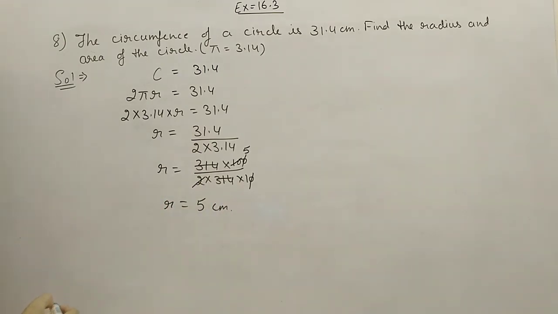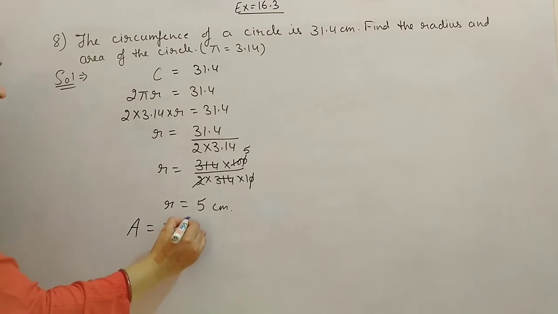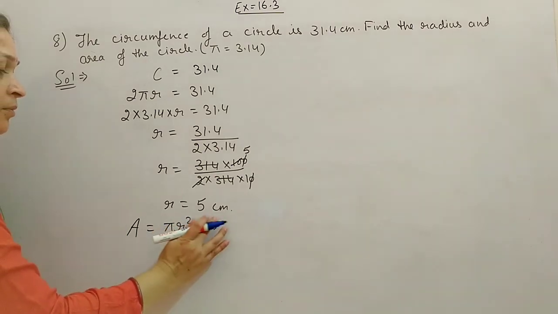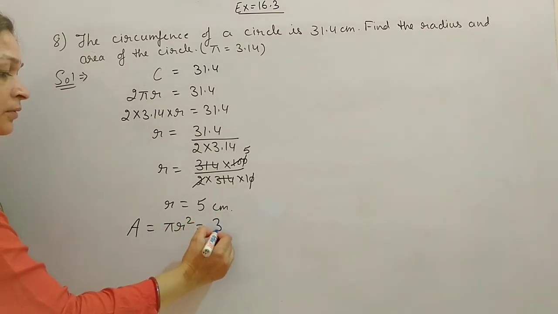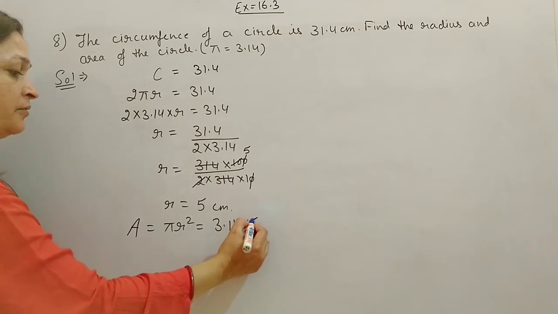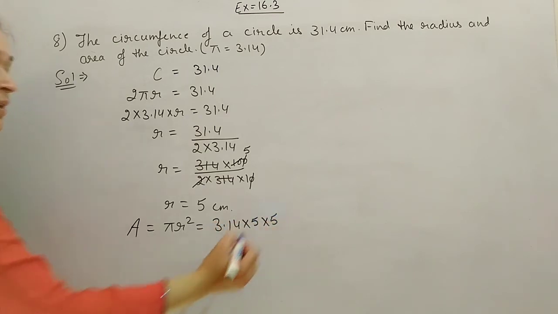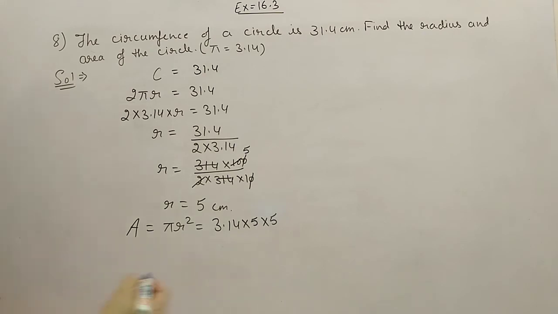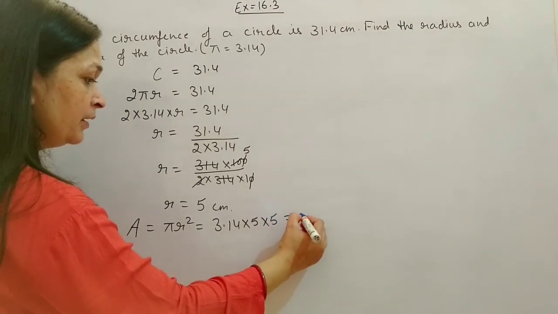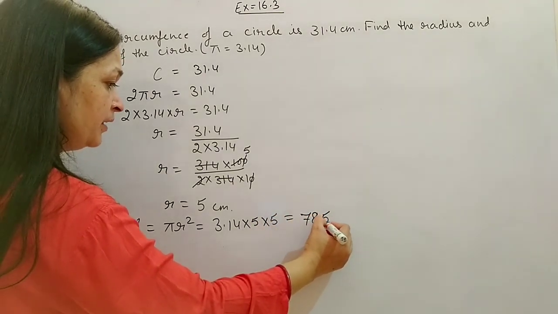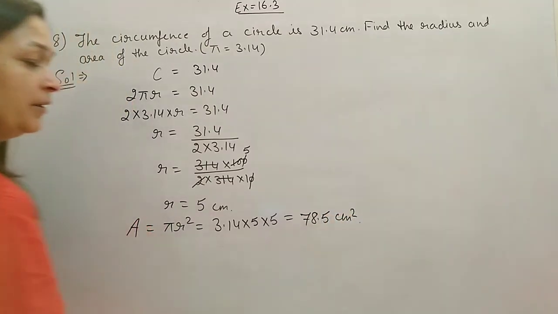Next you have to find out the area of this circle. So area is equal to pi r square. Pi is 3.14 and r is 5 into 5. R square means you have to take it 2 times. Multiply these numbers, and the area is 78.5 centimeter square.